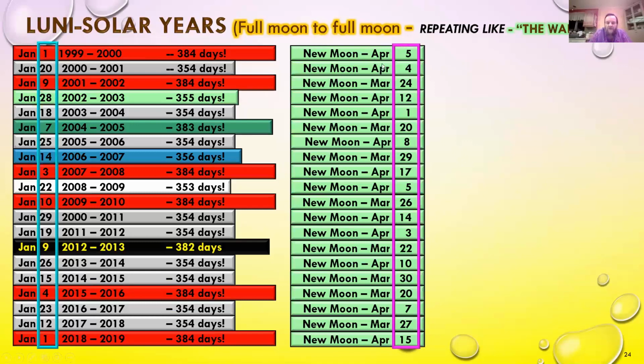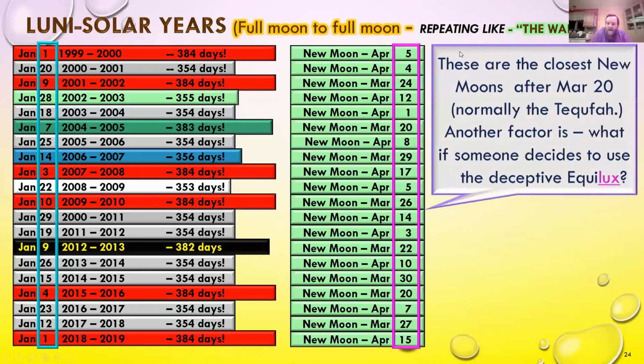Here is the new moons in the same year. Okay, your new moon would be on April 5 one year, April 4 the next, March 24 the next year, April 12 the next. Where is the constant repetition of duplication after like kind? This is your variable numbers in the lunar system. That is why the moon is called the wanderer. These are the closest new moons after March 20, which is normally the Tequfah.